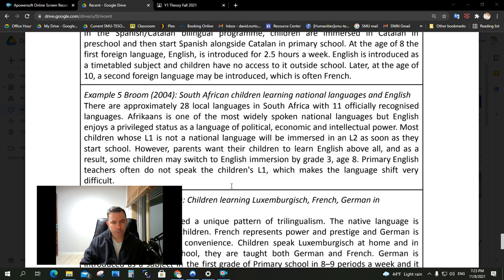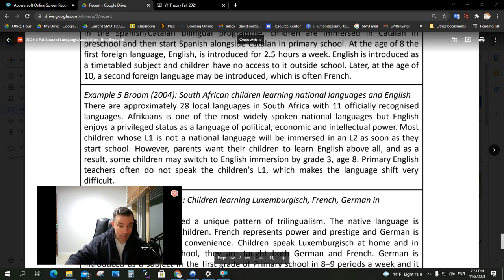English enjoys a privileged status as a language of blah blah blah. Most children whose L1 is not a national language will be immersed in an L2 as soon as they start school. However, parents want their children to learn English above all, and as a result, some children may switch to English immersion by grade 3, age 8. Primary English teachers often do not speak the children's L1, which makes the language shift very difficult. Yeah, so imagine that.